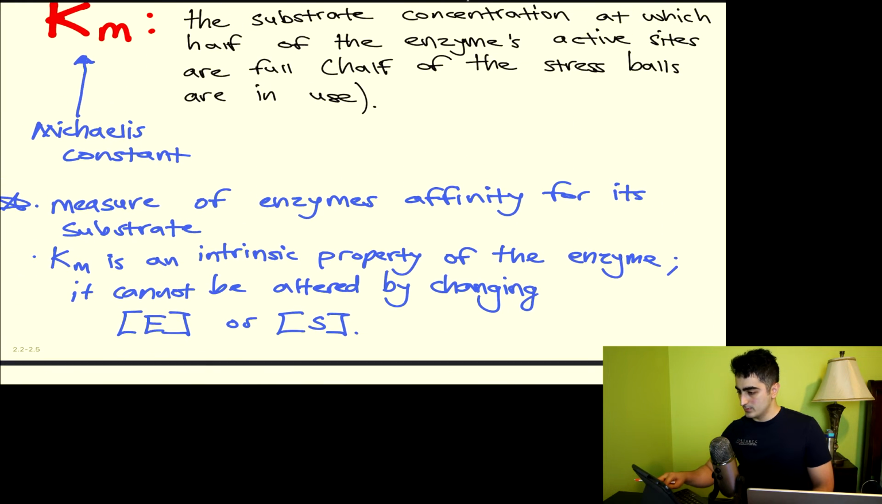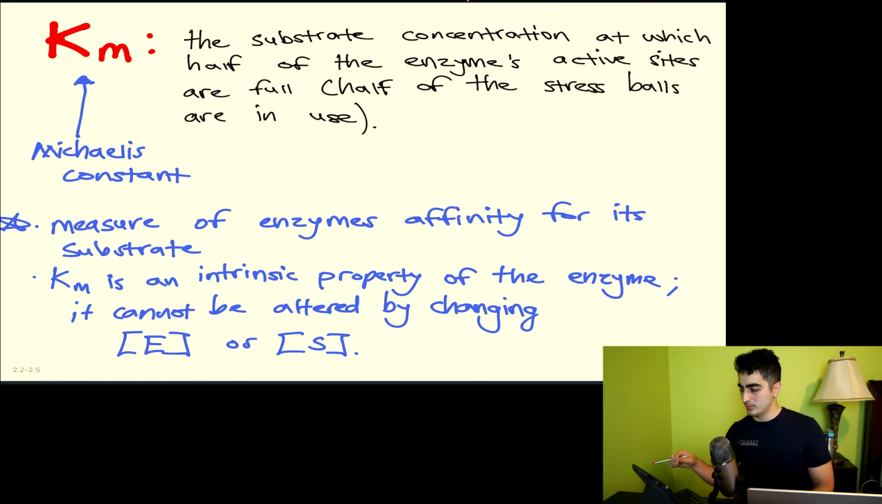So we said Km is a substrate concentration at which half of the stress balls are in use, or half of the maximal velocity has been reached. So if we think about an enzyme, if we have an enzymatic reaction and you add a teeny little bit of substrate and you've already reached half maximal velocity, well, you could think of that as the enzymes and the substrate having high affinity for each other. They really like binding to each other. It's really easy for them to come together and to start working together.